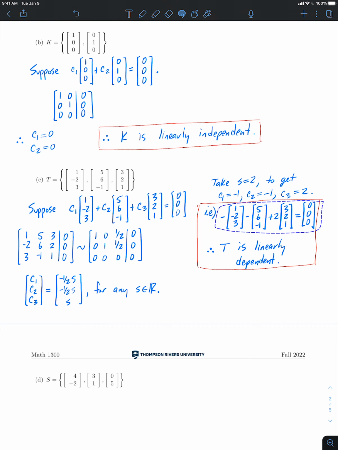Okay, so that's a few examples. We'll take a look at the next page in a moment.